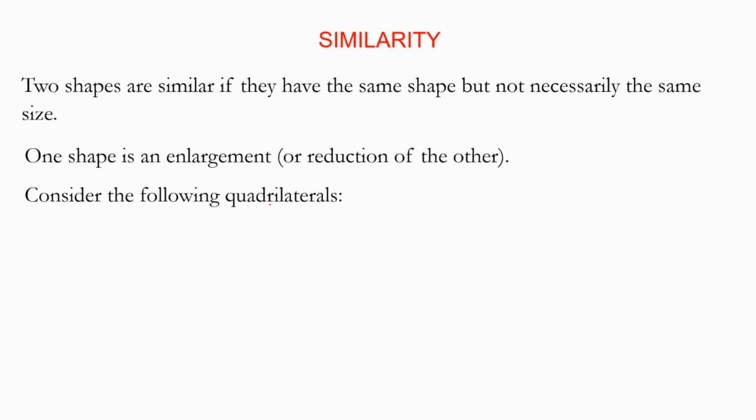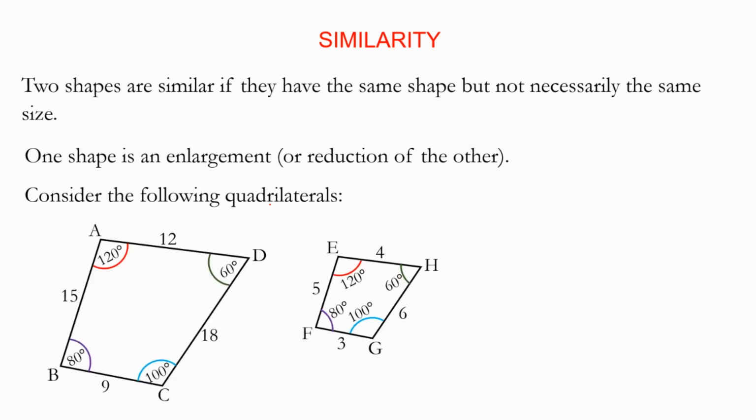Let's look at these quadrilaterals. A quadrilateral is a polygon with four sides. So we have quadrilateral ABCD and EFGH. What do you observe here if you look at these two? You can see that they are similar, but are they the same size? They are not of the same size. But look at the interior angles. Angle A is equal to angle E, angle B is equal to angle F, angle C is equal to angle G, angle D is equal to angle H.